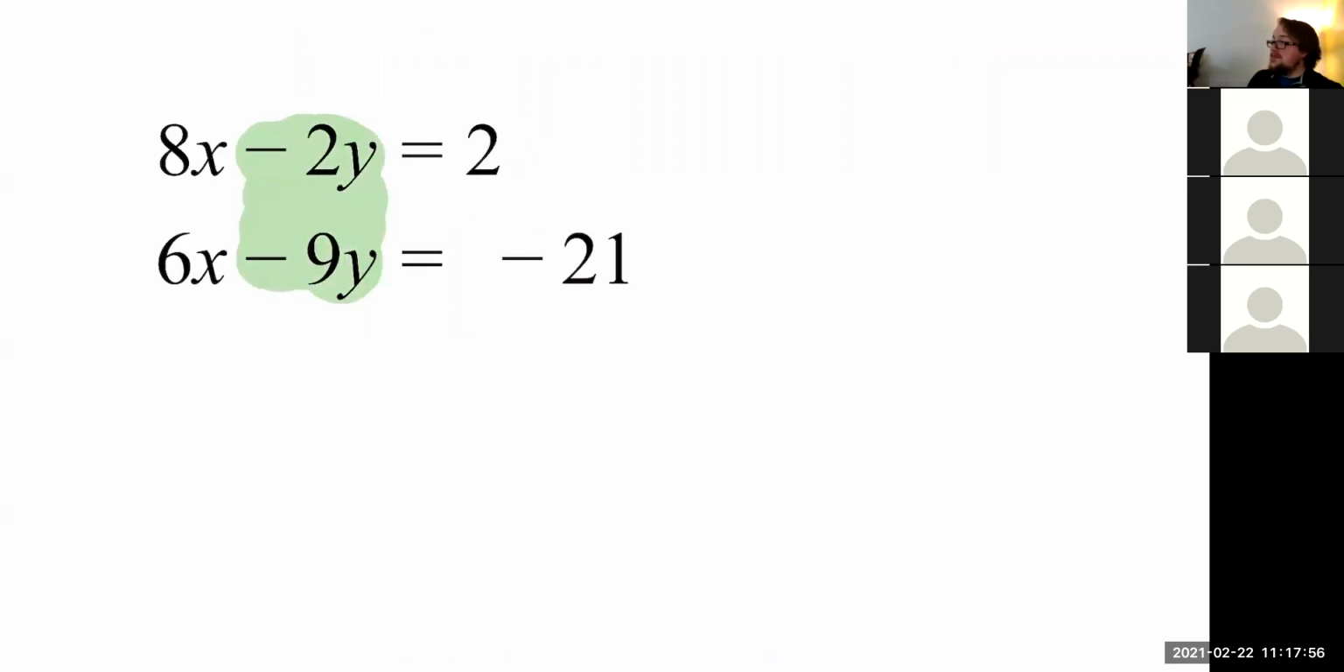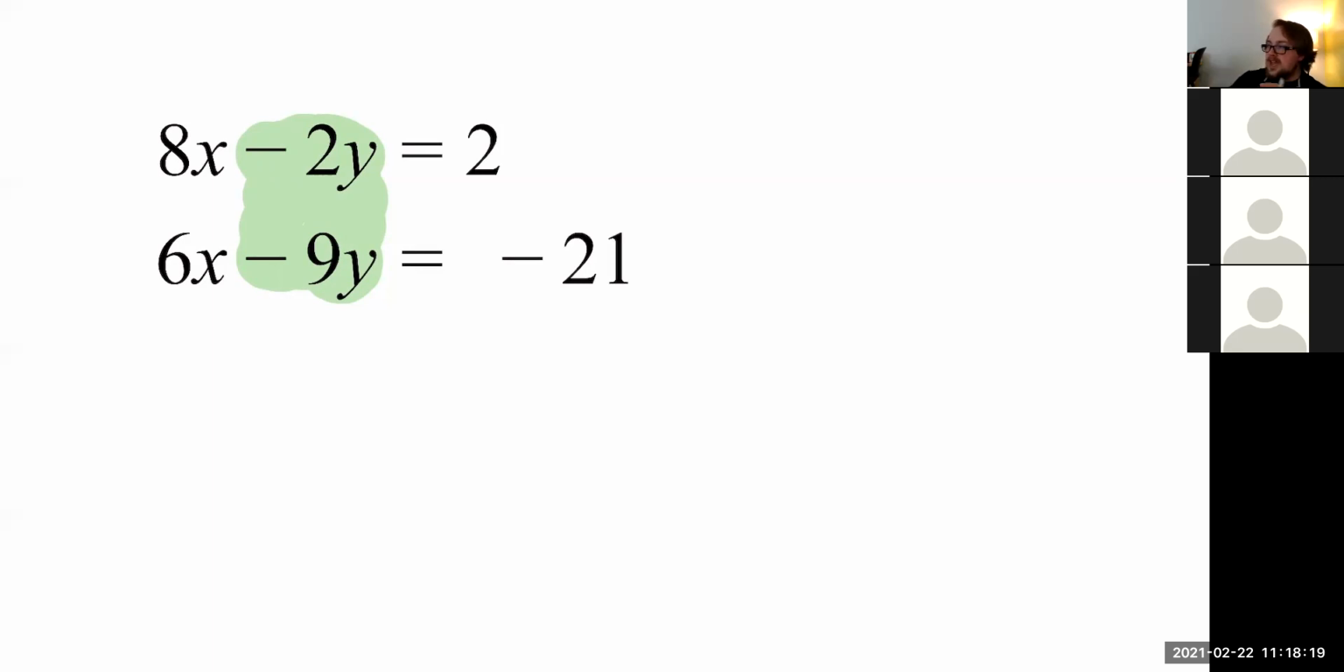I want them to eliminate. Now we've already discussed that 2 doesn't go into 9, 9 doesn't go into 2, and they both happen to be negative, so we have some changes to do. But first, Miranda's already ahead of me. Miranda's saying 18. Why is she saying 18? Because she's multiplying 2 and 9, and 2 negatives equal positive.